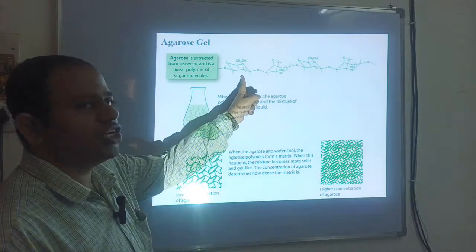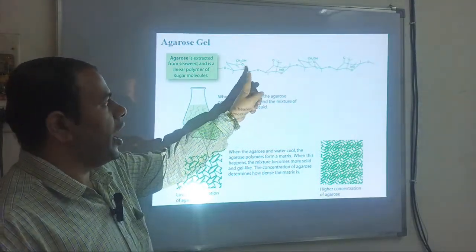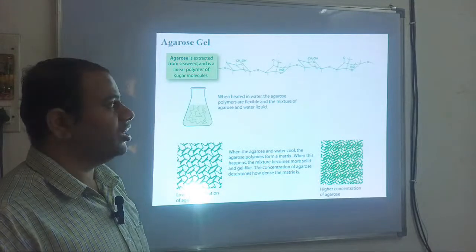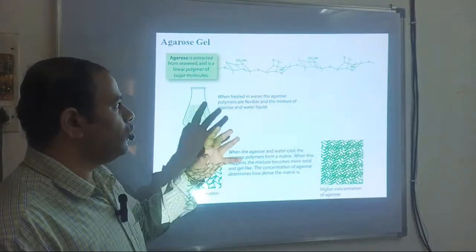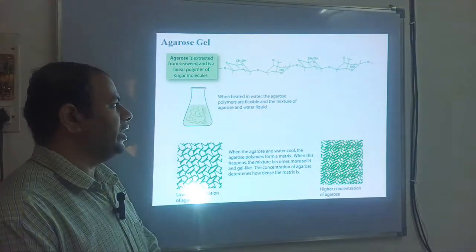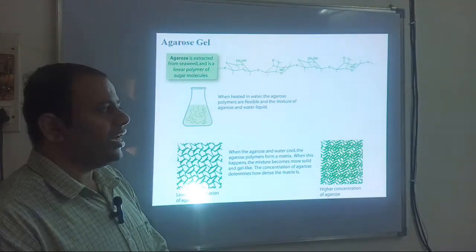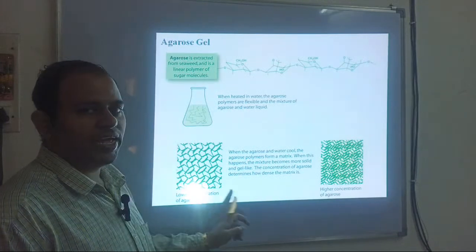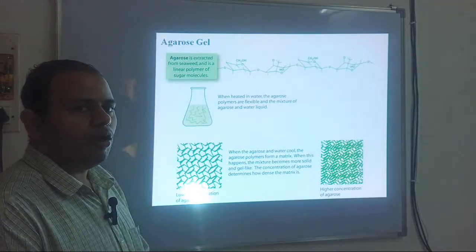Now the structure shown here is of galactose, and this structure is called 3,6-anhydrogalactose. This molecule is first taken in water and heated. When it is heated, it starts forming a polymer like this.